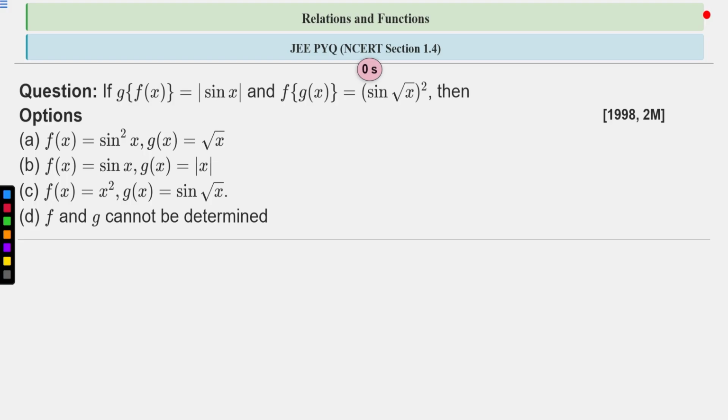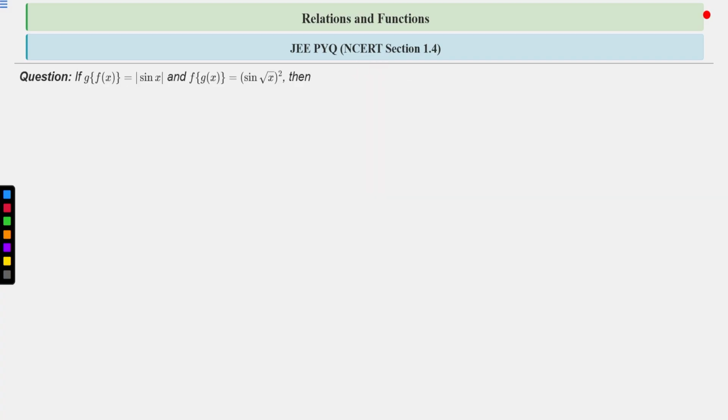Okay, let's move to the solution part. So the function given was g of f(x) is equal to mod sin x and f of g(x) is equal to (sine root x) whole square, then we need to find f(x) and g(x). Option A will be the correct option. So f(x) is sine square x and g(x) is root over x, right? So let us see how we got this f(x) and g(x), right? So let us move to the solution part.